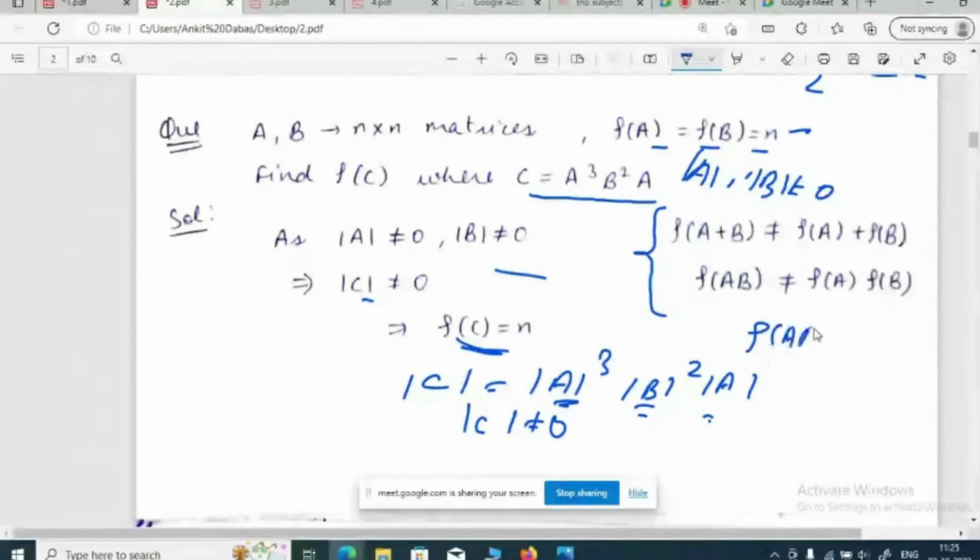Rank of AB is always less than or equal to the minimum of rank of A and rank of B.